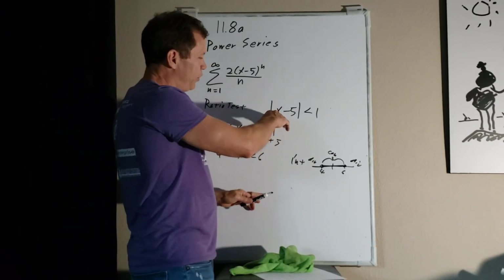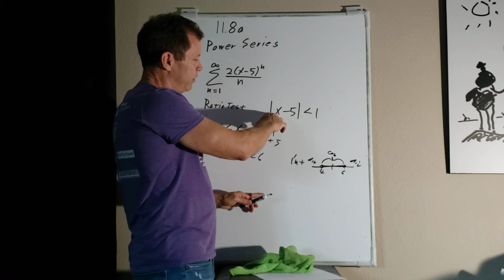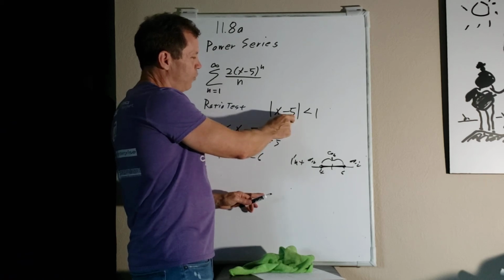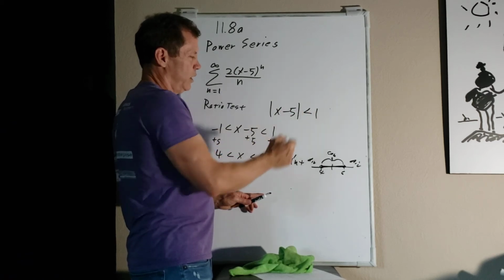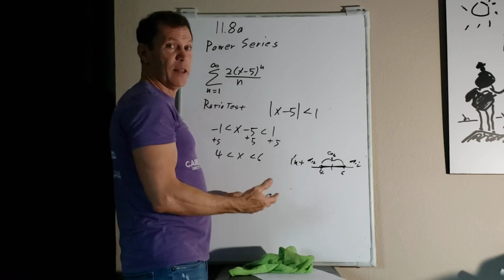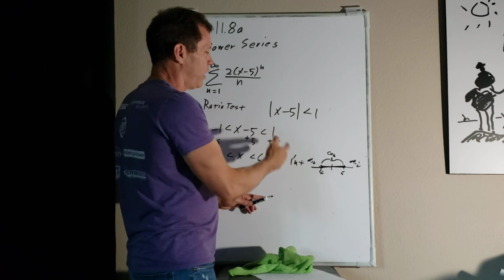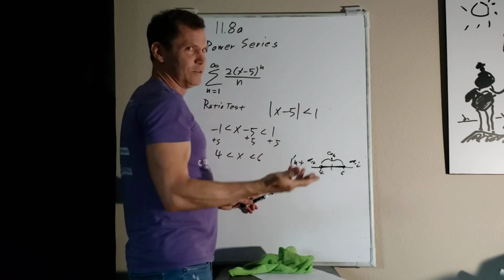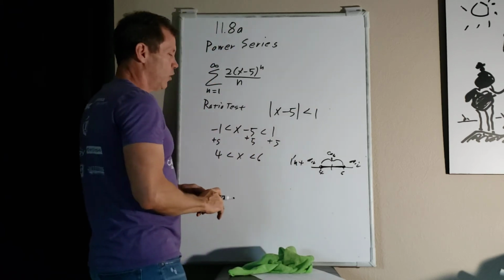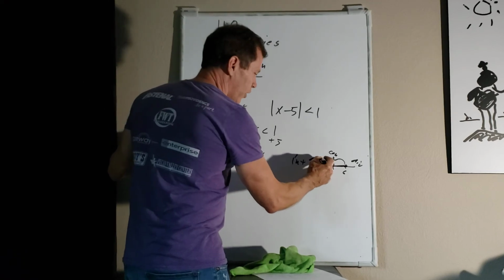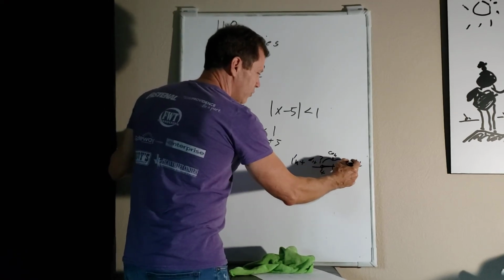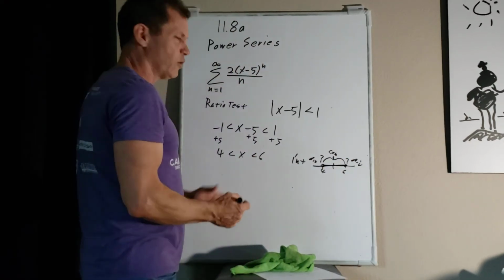So what happens if I put in a 4 here? 4 minus 5 is negative 1. The absolute value of negative 1 is equal to 1. The ratio test doesn't work. What happens if you put in a 6? 6 minus 5 is 1, and 1 is equal to 1. So the ratio test doesn't work at 4, and it doesn't work at 6. Well, don't complain too much.